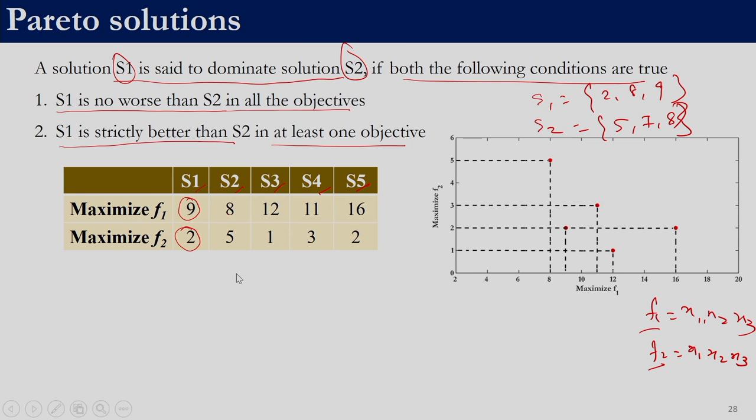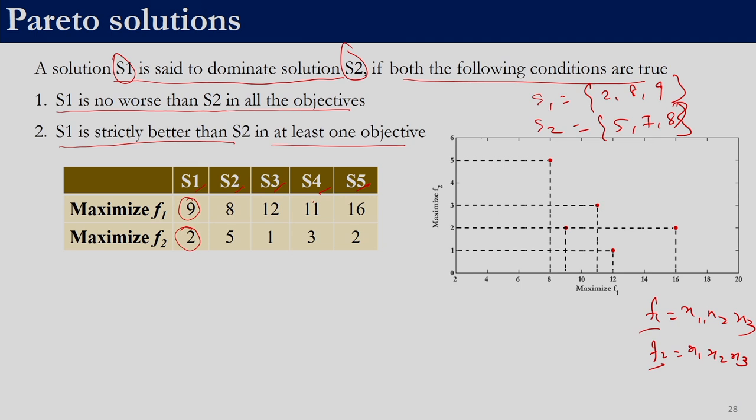If we compare all these solutions, let's compare S1 and S2. We want to maximize. Between S1 and S2, it is difficult to pick a solution because S1 is better than S2 in F1, whereas S2 is better than S1 in F2, right? If we do the same with S3, S3 is better in F1, while S1 is better in F2 because it has a value of 2.